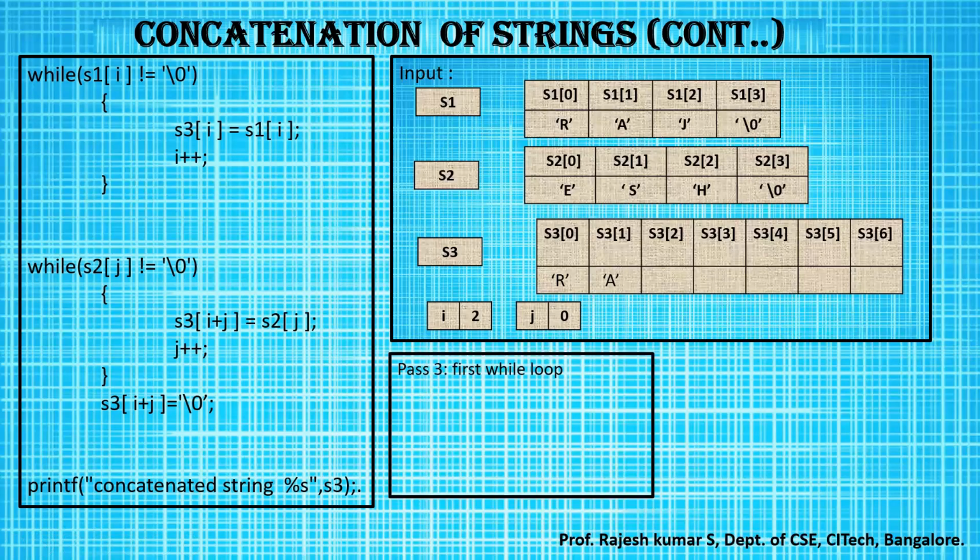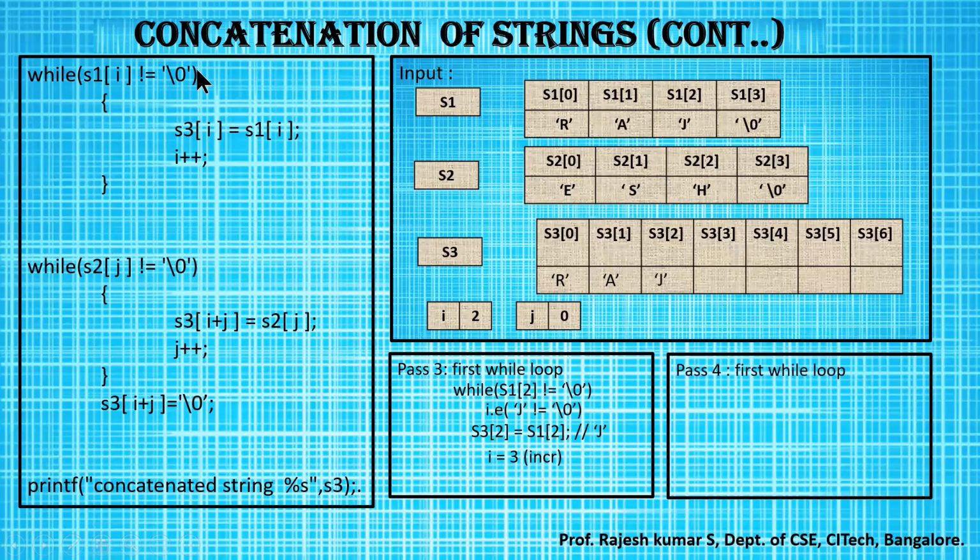When I loop back, when I value is 2, I'm checking S1 of 2 not equal to null. What is S1 of 2? J. Is J not equal to null? Yes, J is not equal to null. When the condition is true, I'll come inside this while loop. What I'll do is this value is accessed and stored in this particular location. So S3 of 2 is equal to S1 of 2. What is present in S1 of 2? J. So this J will be stored in S3 of 2. So you can see in S3 of 2, we have updated the character J and I gets incremented. I will become 3.